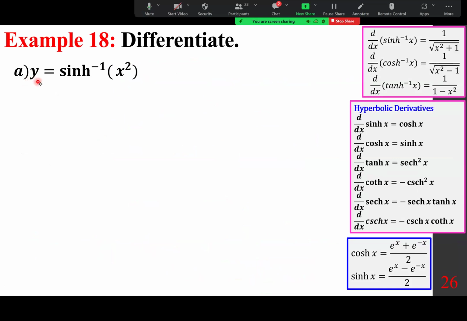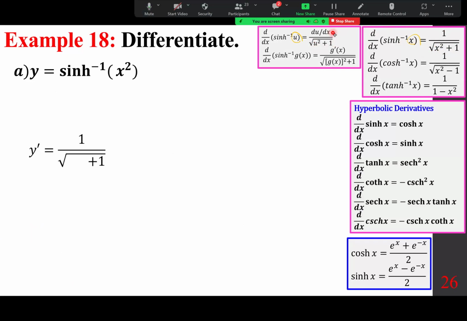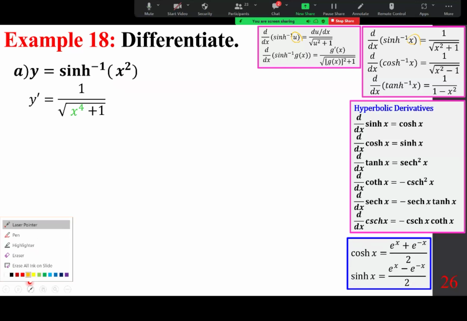y equals sinh inverse of x squared. And I have the formulas for you here. So we're going to stick with this. It's 1 over square root of x squared plus 1. Remember, if I change this to u, just as an example, then instead of x squared plus 1, I have u squared plus 1. Instead of 1, I have du/dx. Therefore, I'm going to have 1 over something here. That means this one to the power of 2, and so x squared to the power of 2, or x to the power of 4, times du/dx, the derivative of x squared, which is 2x. Putting it together, we get this one.